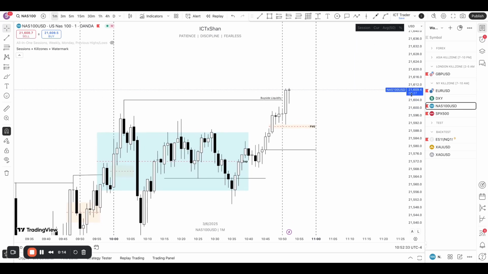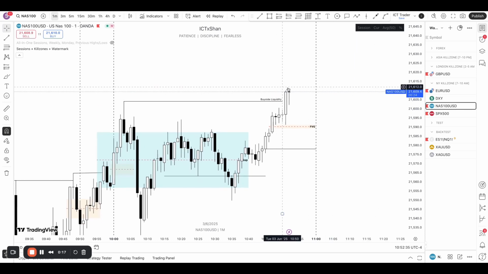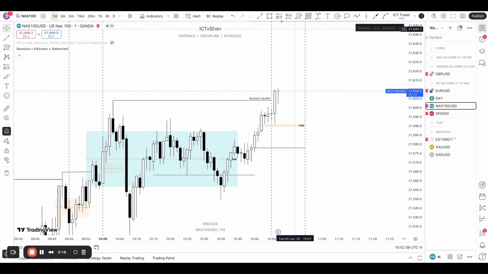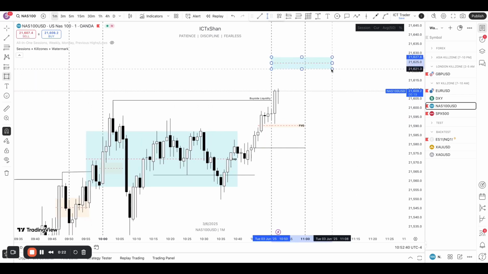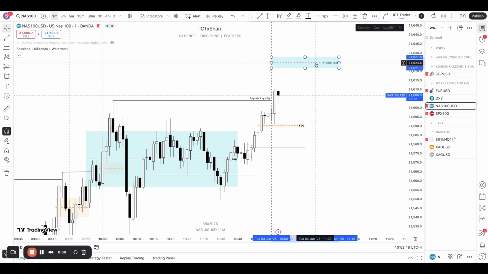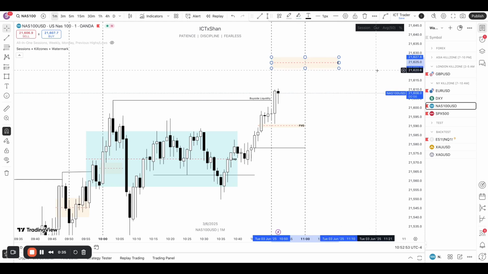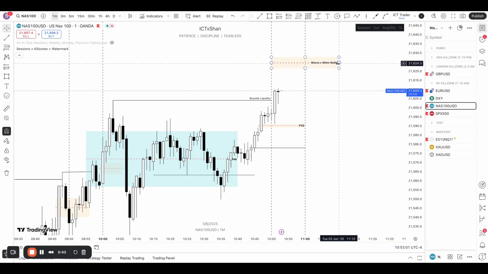Expecting a proper price action here, because we are in macro, and we can say that we are in the New York AM session as well. So expecting a reversal from this point, macro plus silver bullet setup.